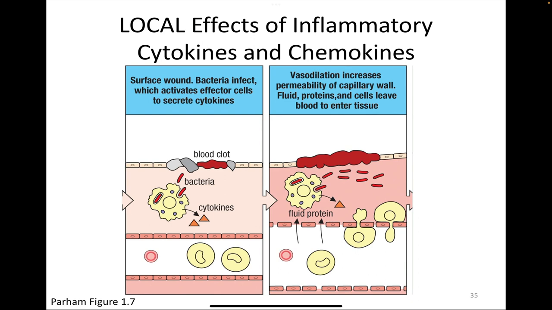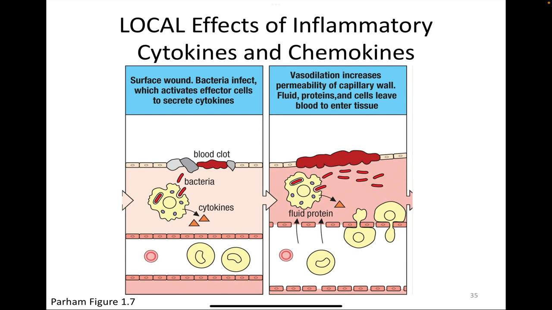You know what else it lets pass through? Complement proteins and some of those other antimicrobial peptides. So you get fluid, you get protein, you get cells, you get all sorts of stuff in there. In fact, you're bringing in so much stuff, it's probably going to get crowded and maybe start swelling. Oh my gosh, that was one of our four cardinal signs, all coming from those cytokines.